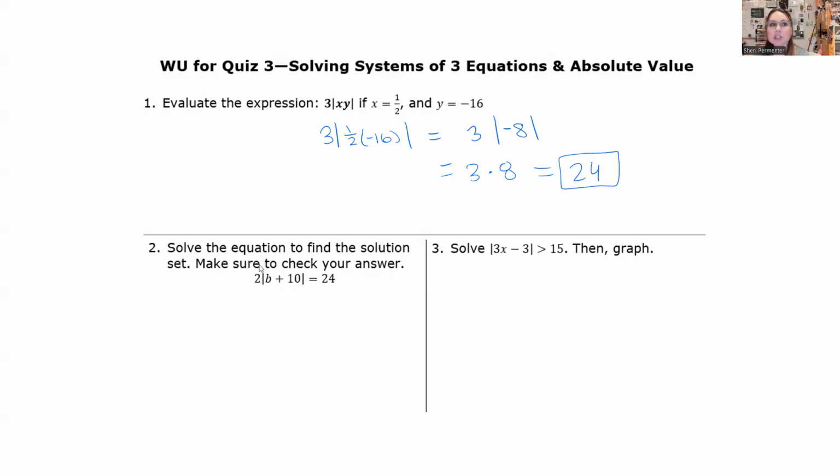Okay. Question number 2. It says solve the equation to find the solution. And you can always check your answer. So again, this is multiple choice. If you really struggle with solving, you can always work backwards and check your answer to see which ones work.